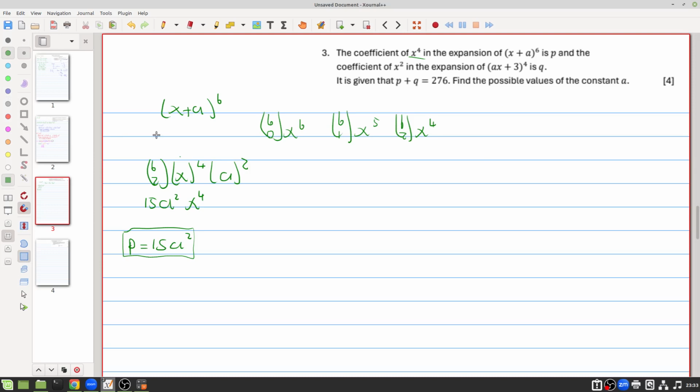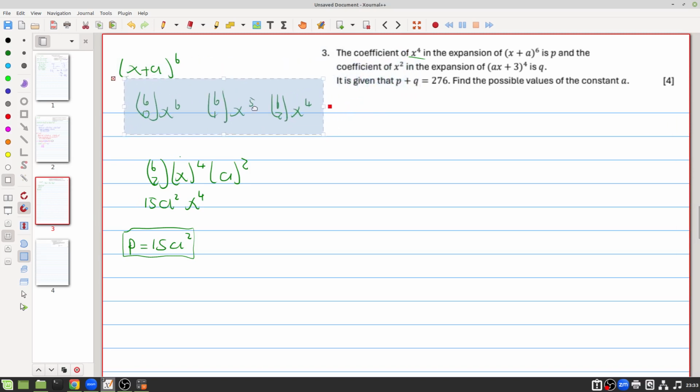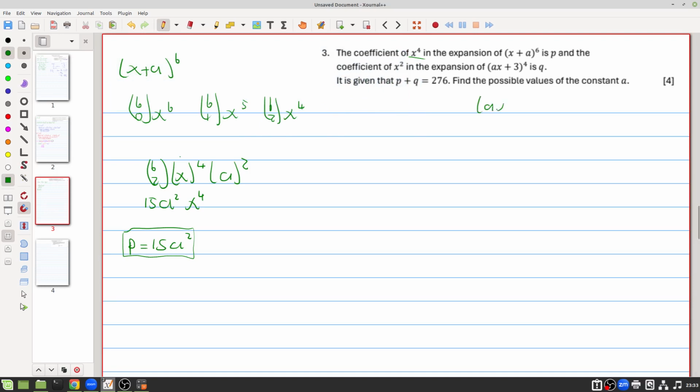Let me just move these things a little bit over here, something like that. Okay, so over here, let's do the other expansion. This expansion is for (ax + 3) all raised to the power 4. Now we're looking for x squared, so that's going to be the third term in this sequence again, right?